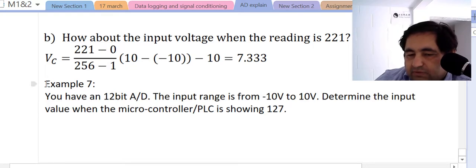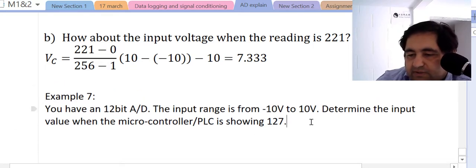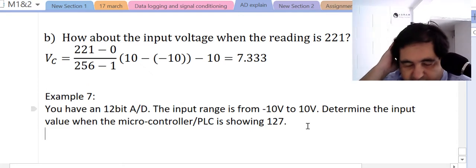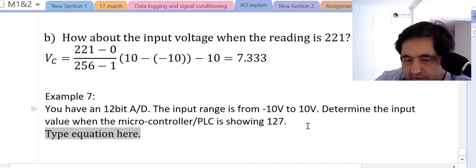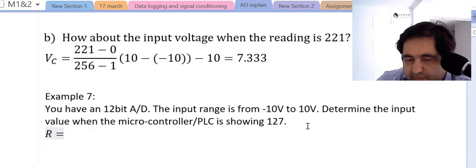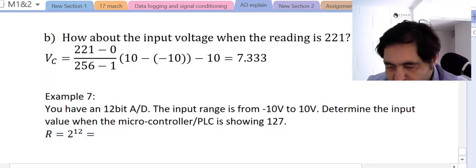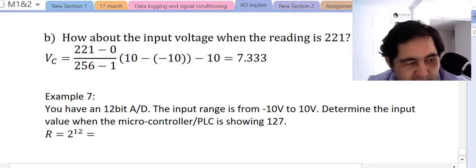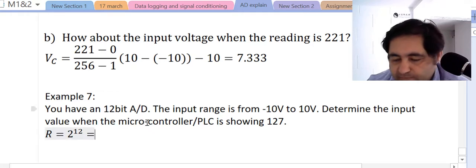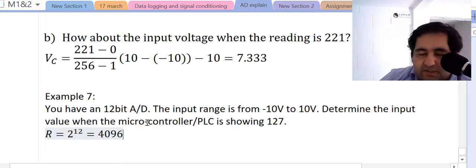So what should I do here for this question 7? I need to first work out how much my resolution is, because my resolution is going to be different. It is going to be equal to 2 to the power 12 in this case. Let me see the answer. 2 power 12 is 4096. Okay, so that's the resolution.